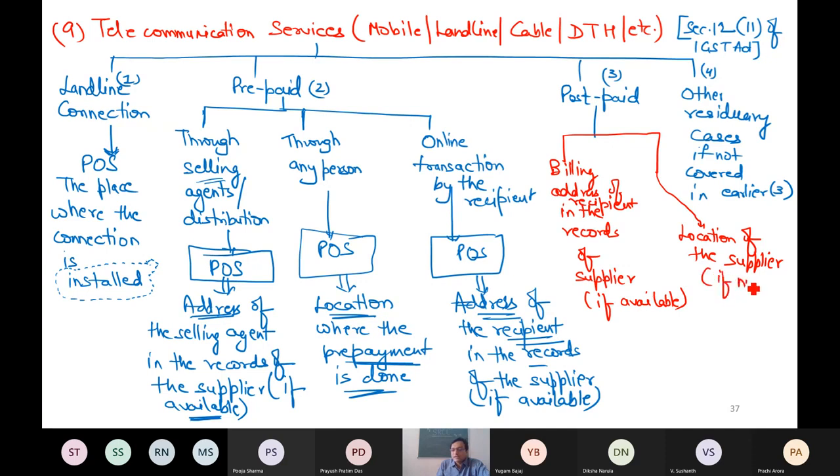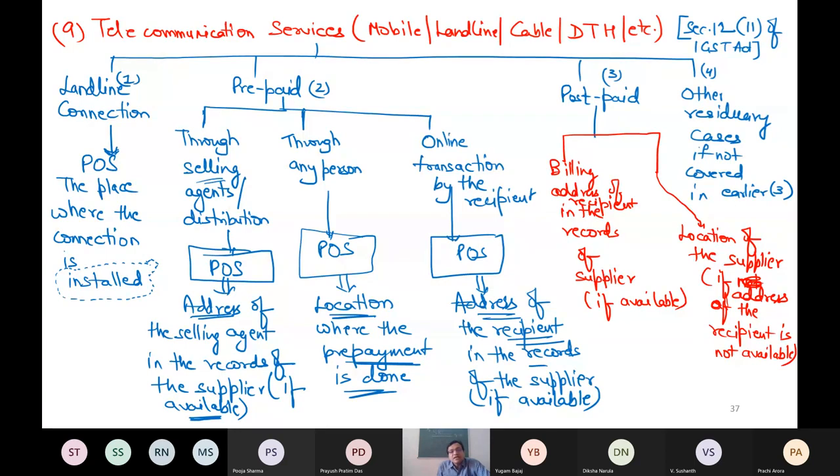That person, by default I can say if not available. If address of recipient not available, if address of the recipient is not available, then the answer is location of supplier. Now what about other cases?